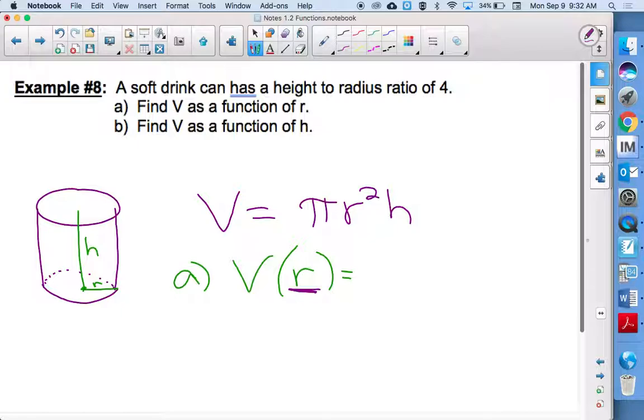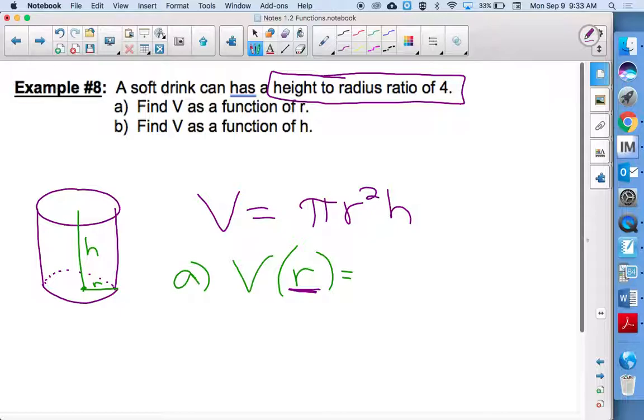So if you go back to the first statement that was given, because it really isn't much information, it says a soft drink can has a height to radius ratio of 4. That's the only piece of information we know. I don't know that the can is 6 inches tall or 7 inches tall or has a radius of 3. It just says that the height to radius ratio is 4. How do you write that as an algebraic statement? Height to radius ratio of 4. So think, how can you write a ratio? Do you have an idea?